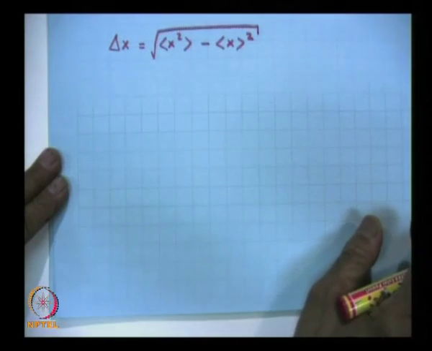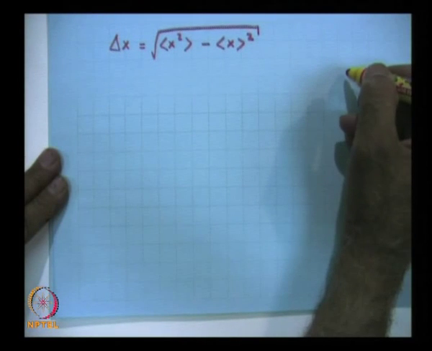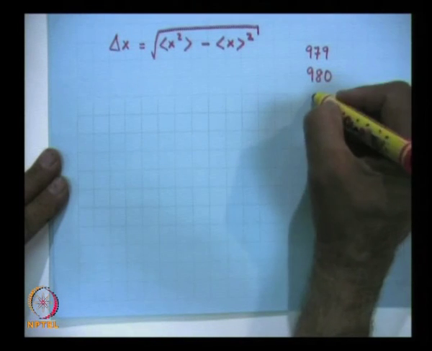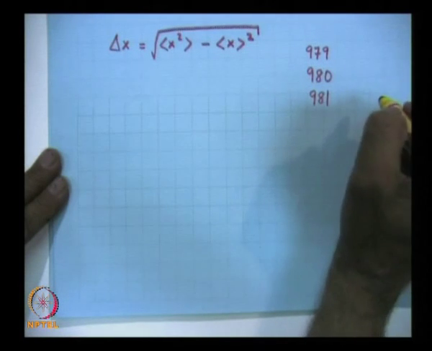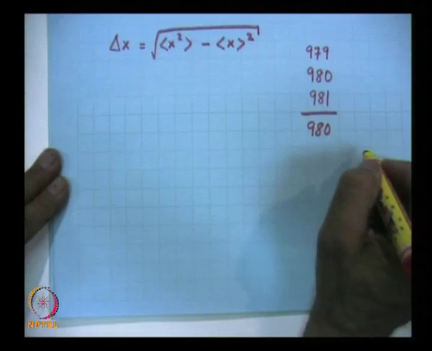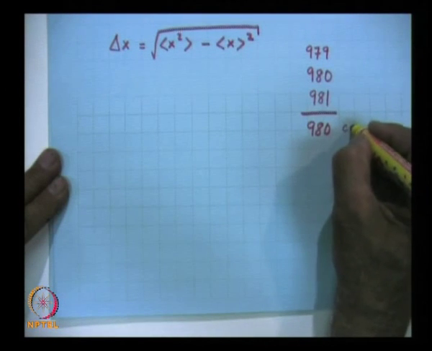Now, for example, let me give you an example of an experiment. I am measuring the acceleration due to gravity. I use a simple pendulum, and in 3 random measurements I change the length of the pendulum, and in 3 random measurements I get 979, 980 and 981. The mean of that is 980 centimeter per second square.